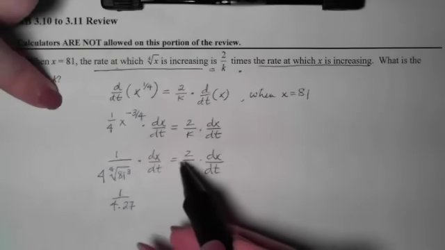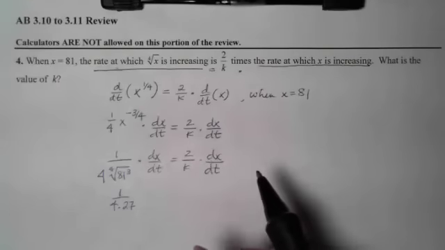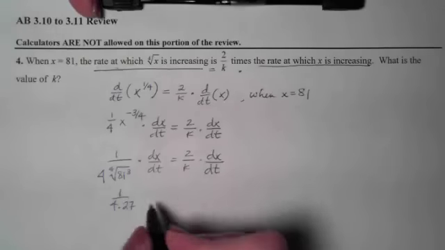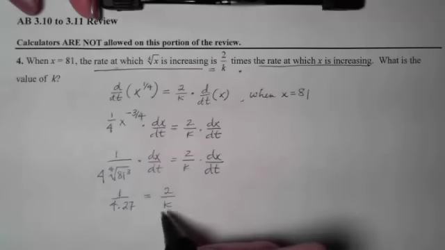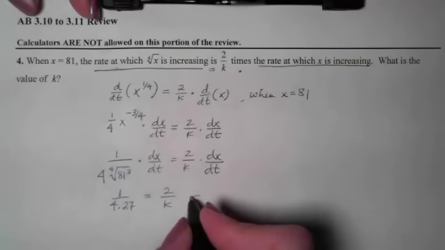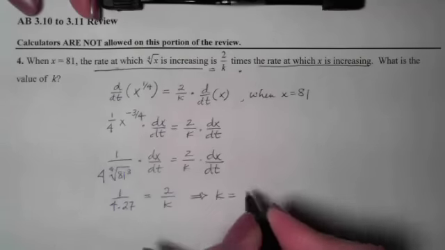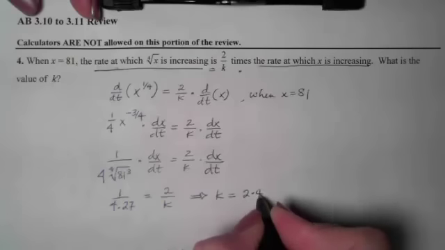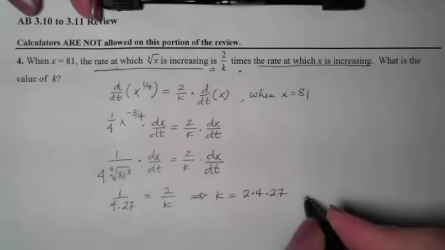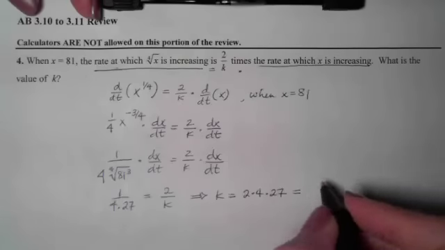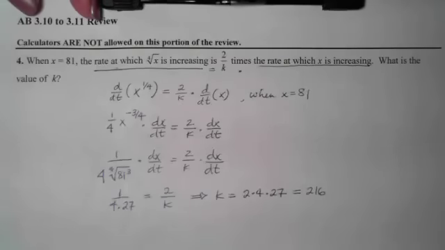Now notice that dx dt is on both sides, and it's a non-zero constant. So I can get rid of it by dividing on both sides, and I'll have 2 over k. So if I want to find k now, I will cross multiply, and I'll get k equals 2 times 4 times 27, which if I multiply that out ends up being 216.